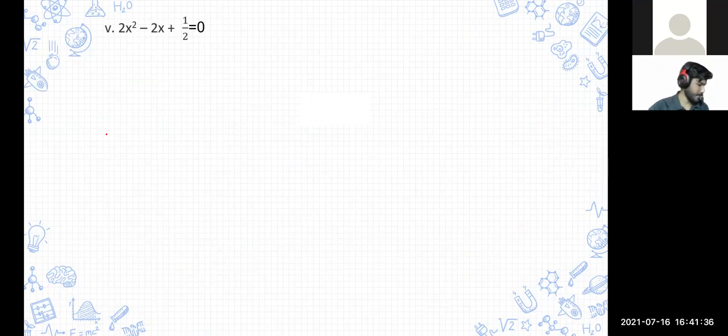Okay, let's see the fifth one. Fifth one is 2x squared minus 2x plus 1 upon 2. Where do you see A, B and C? We'll just try to simplify this before taking A, B, and C. If you see the last term, it has 1 upon 2. There is 2 in the denominator. So what you do is you multiply the equation throughout by 2.